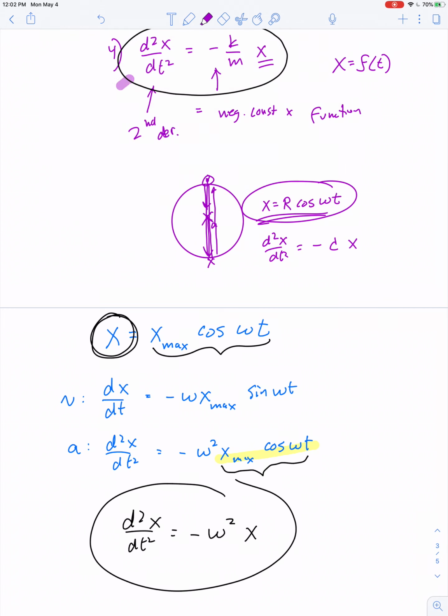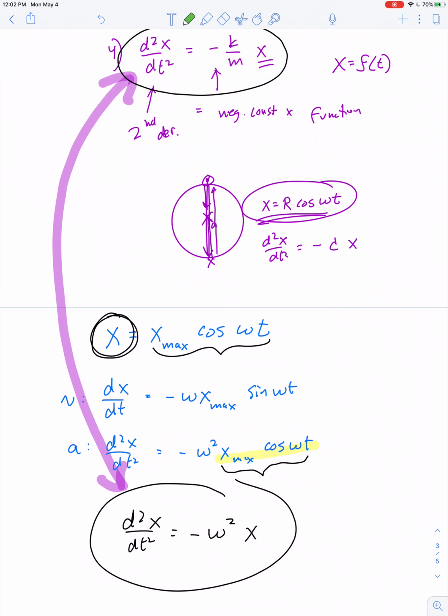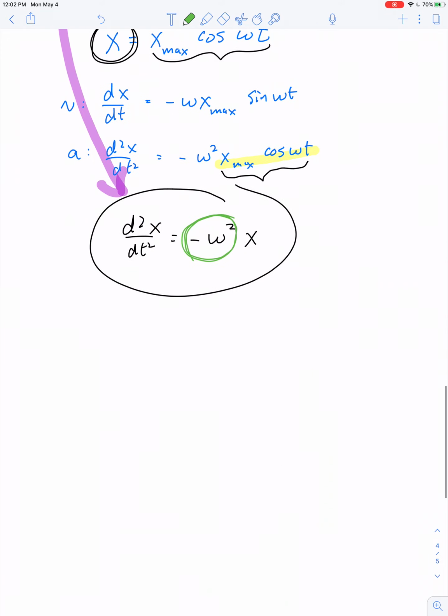In other words, make the comparison, and what do you see? The only way these two can compare favorably is if omega squared is the same thing as k, or negative omega squared is the same thing as negative k over m. Negative omega squared must be negative k over m.